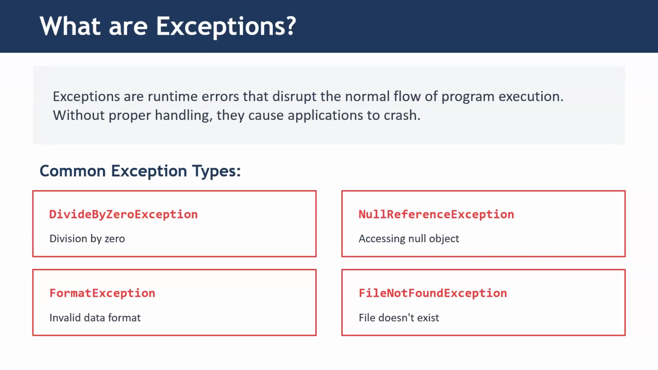Exceptions are runtime errors that disrupt the flow of the program's execution. Anything that will make your program stop without proper handling will cause the application to crash. For example, dividing by 0. Now, null reference exception, that is, there is no value there. You are doing a computation, the person didn't enter anything, so your program crashes because there is no value there.